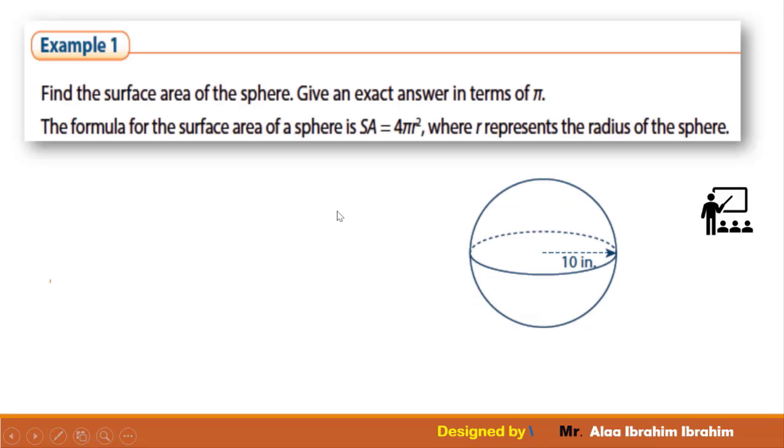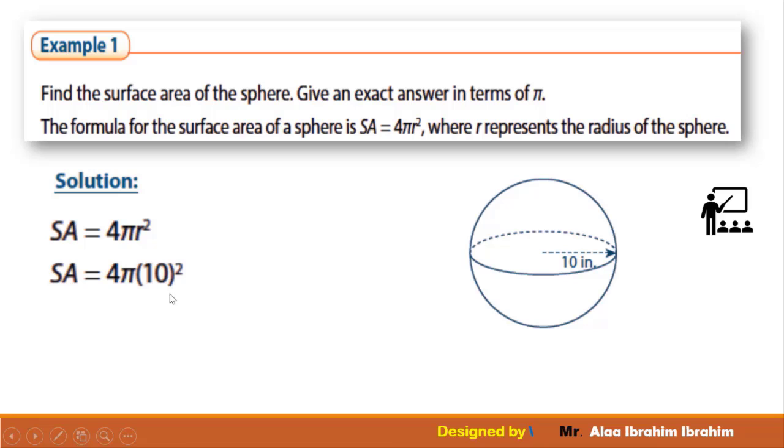Now we have the first example. Find the surface area of the sphere. Give an exact answer in terms of pi. Your radius here is 10. My formula here, you have to recall, is 4πr². So I have to replace r with this number. 4πr², I replace r with 10. So now 4π times 10².